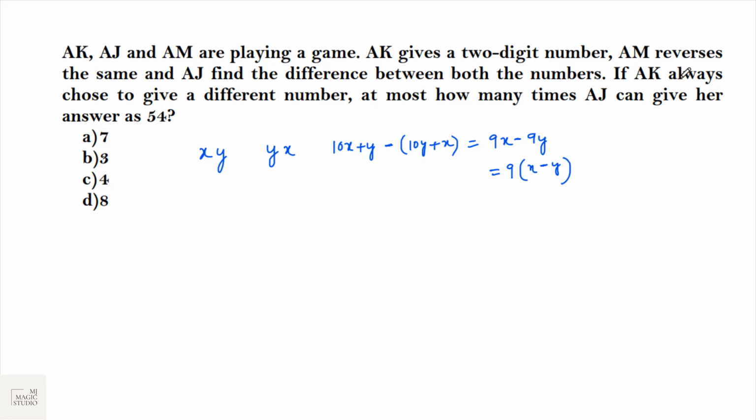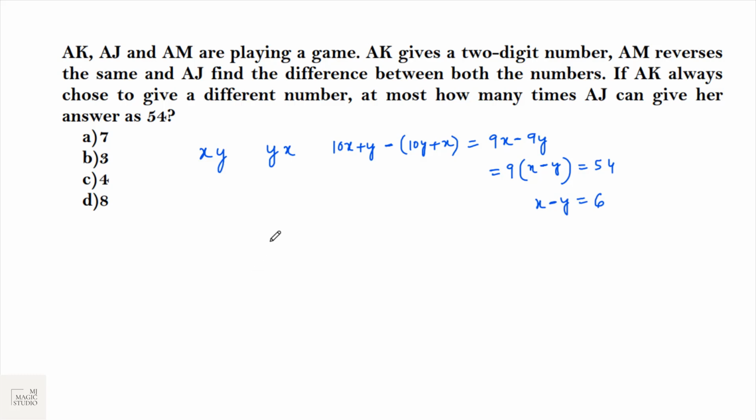Now, if AK always choose to give a different number, at most how many times AJ, that means the one who is finding the difference, can give her answer as 54. So AJ's answer on the difference of the two numbers is 54. That means x minus y, whatever digit they will choose, should be equals to 6. Then what can be the list? It depends upon AK chooses such number where X minus Y or the difference between the digit is 6.